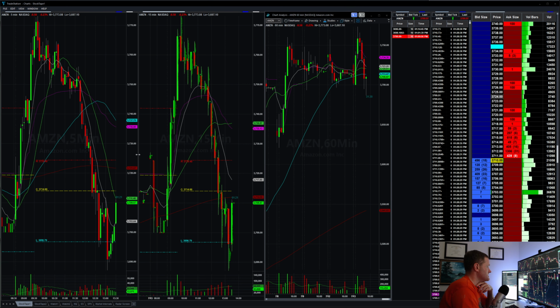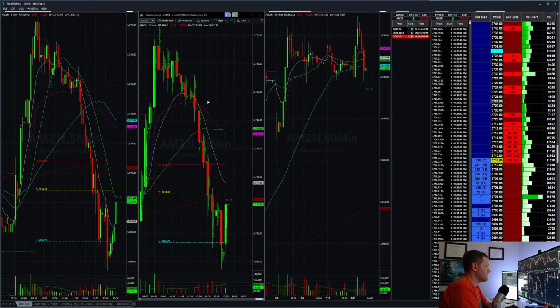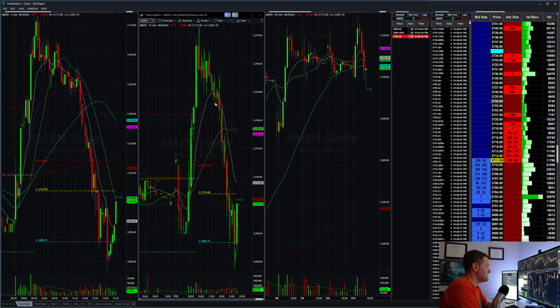First and foremost, you can see that I have TradeStation pulled up here in front of us. And when it comes to the aesthetics of the platform, I'm pretty pleased with it. I mean, it looks good.